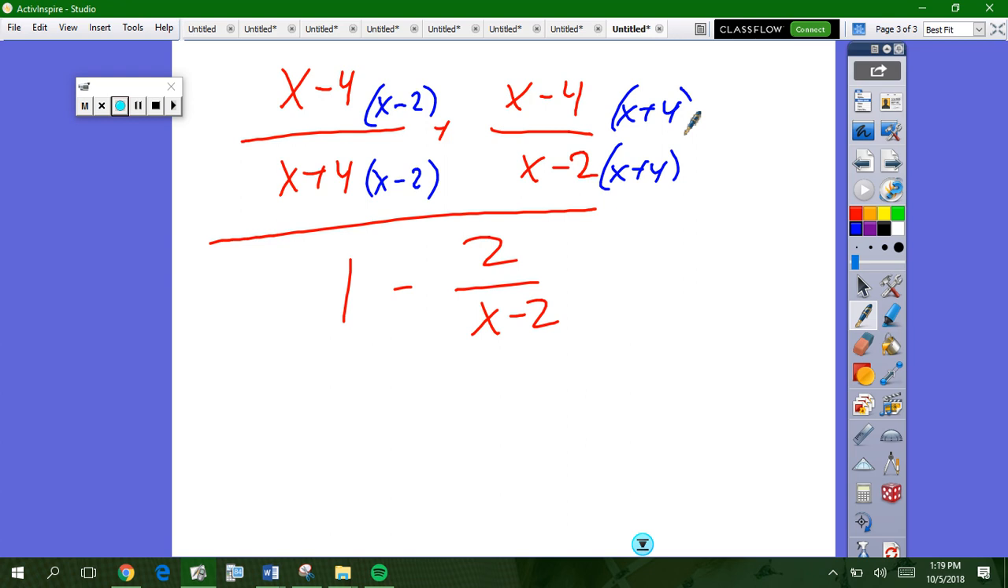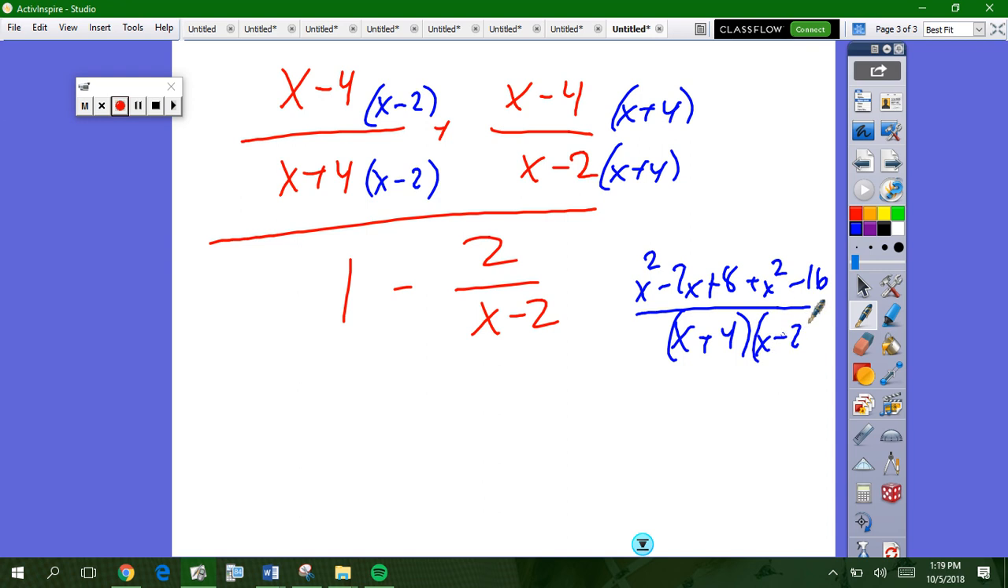So the top becomes x squared minus 2x plus 8 plus x squared minus 16 all over. I just did that quick. If you need me to slow down and do that, I can. All I did was multiply this through. X times x squared is, oh, sorry, this should be a 6x. I messed up.